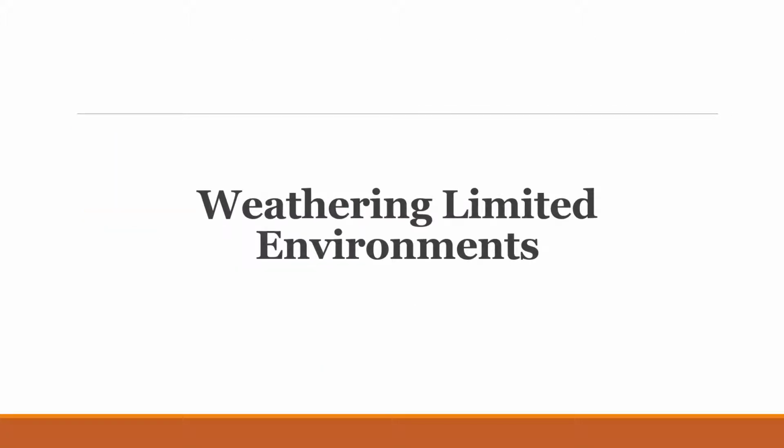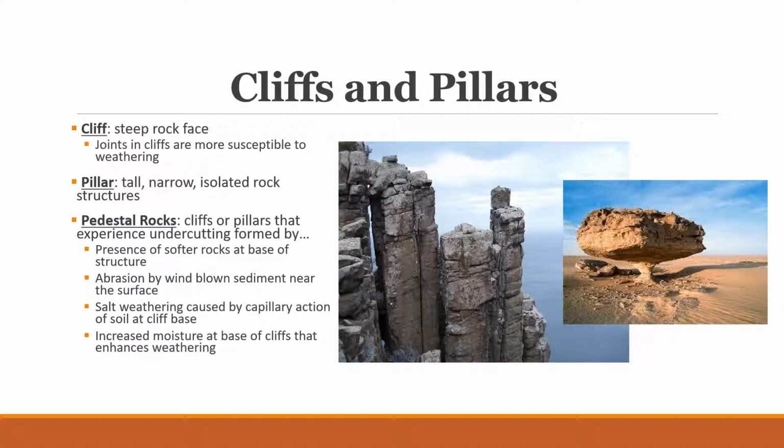We're going to start out looking at weathering limited environments and the landforms that are common in these weathering limited environments where transport rates are higher than weathering rates. Cliffs and pillars. We've talked about cliffs a lot, but it's a steep rock face. Sometimes cliffs may have joints, and the joints within the cliffs are a plane of weakness, and they'll be more susceptible to weathering. So the cliff can break down rapidly if it has a high concentration of joints within it.